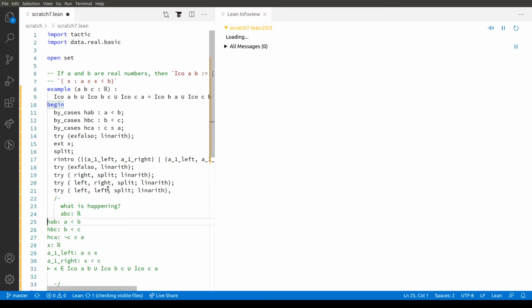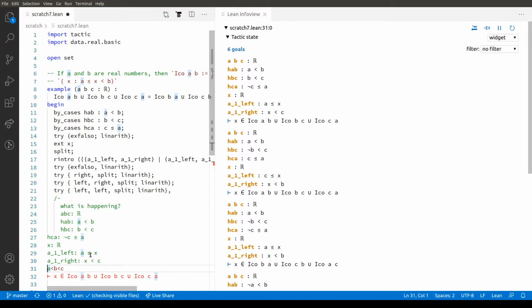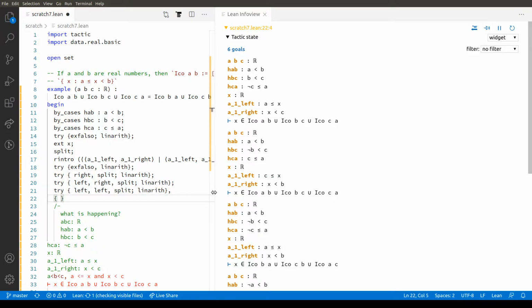Because we thought that this thing was going to be obvious, right? Let's try and work out what's going on. So what do we know? We know A is less than B, and we know B is less than C. And we know that A is less than root of X, and X is less than C. But we don't know whether x is less than b or not, right? This is the problem. We don't actually know which order things are in. So for this first goal here, let's do by cases h.